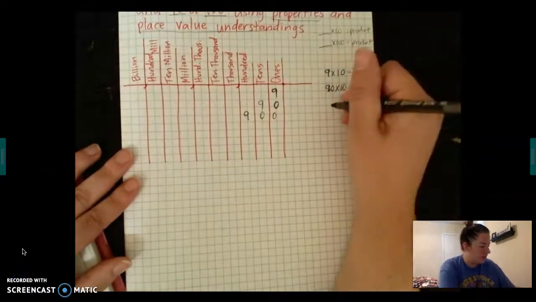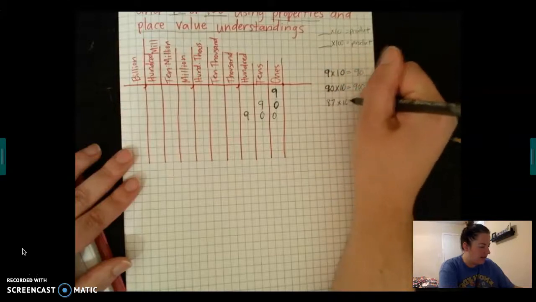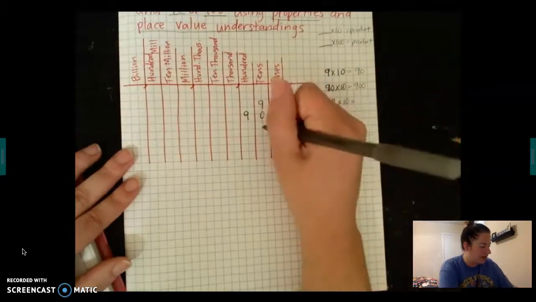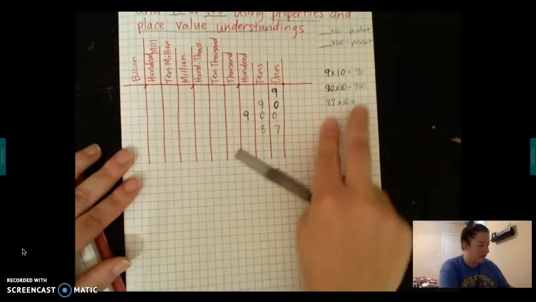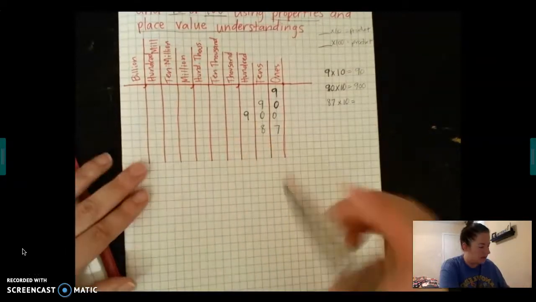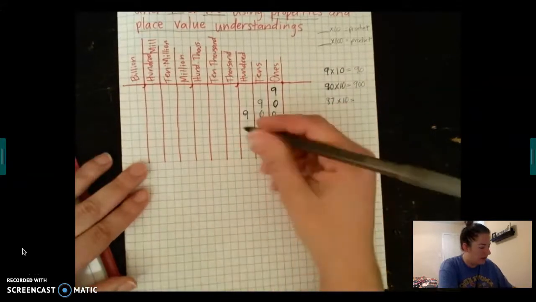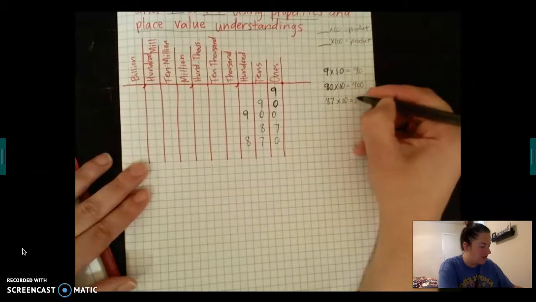So say I have the number 87. I want to do 87 times 10. Well, I'm going to plug 87 into my chart here. Okay, 87. Now if I'm doing times 10, the whole thing is just going to shift one place value over once. So if I'm going to move it over, it's just going to become 870.